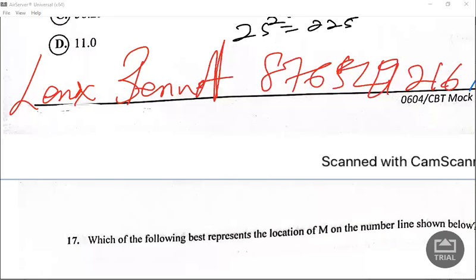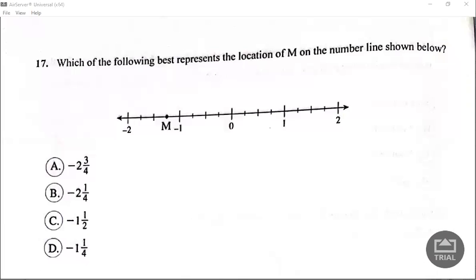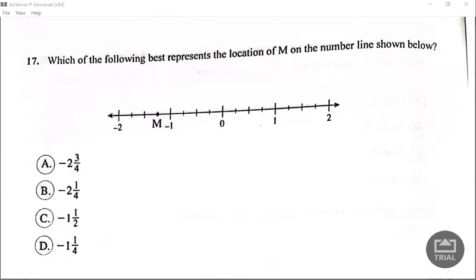Let's look at 17. Which of the following best represents the location of M on the number line shown below? We know that right here is 0, right here is -1, so we're going towards the negative, so it's a negative number, and we have a quarter, 1, 2, 3, 4, because there are 4 spaces from -1 to -2. So that would be -1 and a quarter. So that's B.